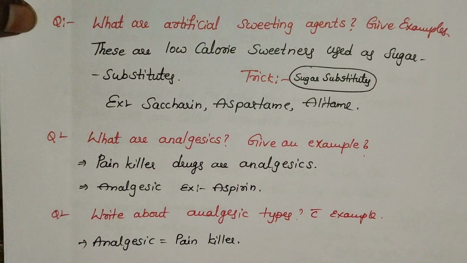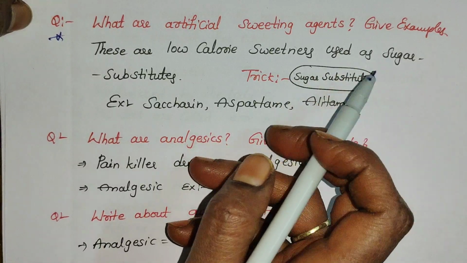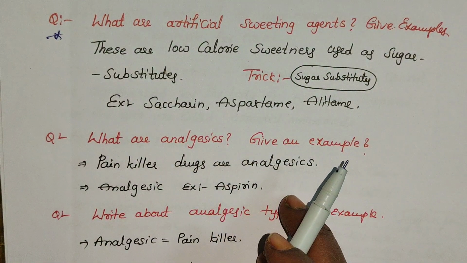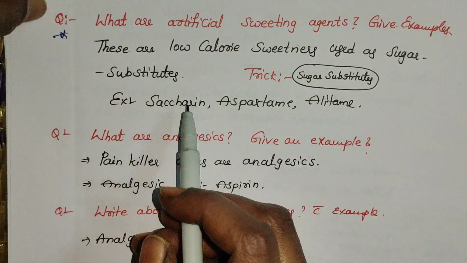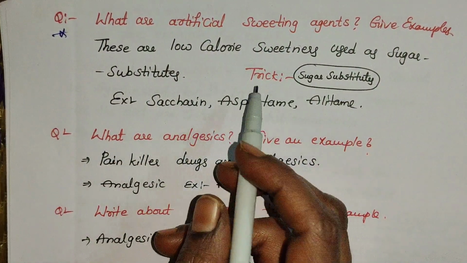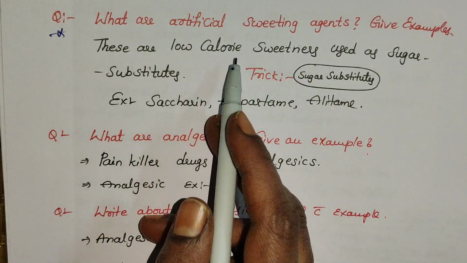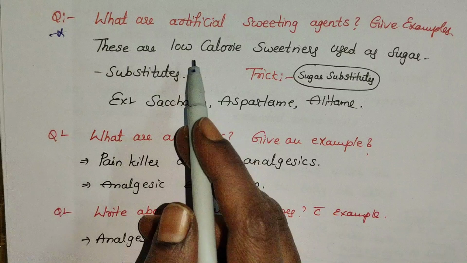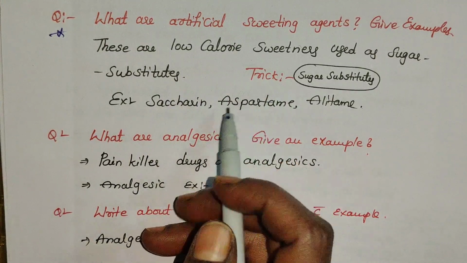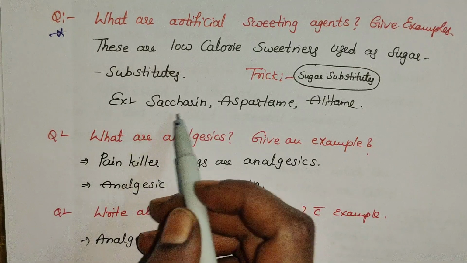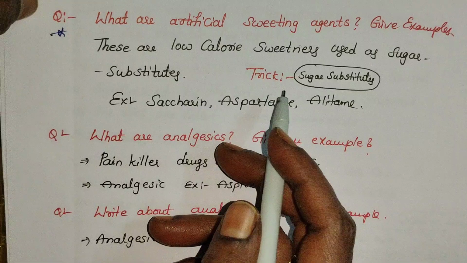The next important question is: what are artificial sweetening agents? Give examples. This is a chemistry in everyday life question. These are low calorific value sweeteners used as a sugar substitute, especially by sugar patients. They will use this kind of artificial sweetening agent in the place of natural sugar, that too sugar free substitutes, sugar free sweets. The examples are saccharin, aspartame and alitame. These are the sugar substitutes.